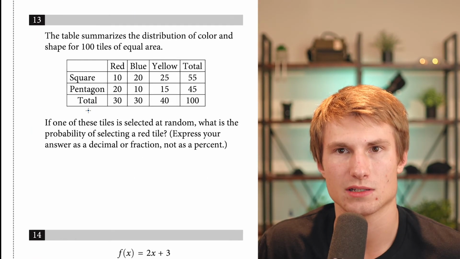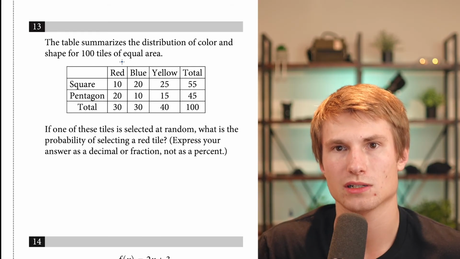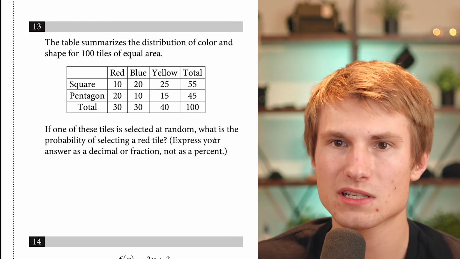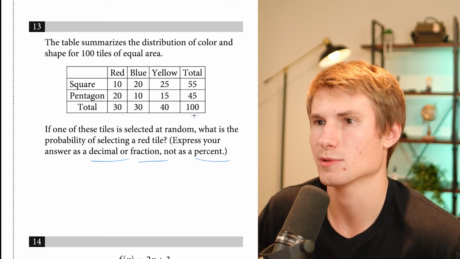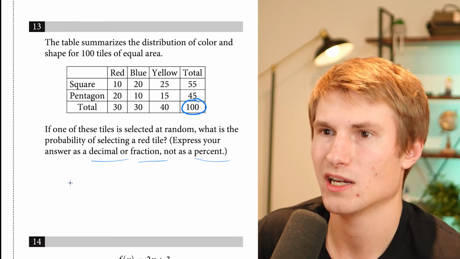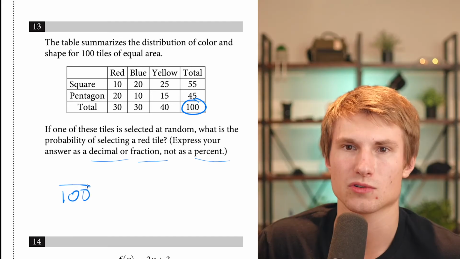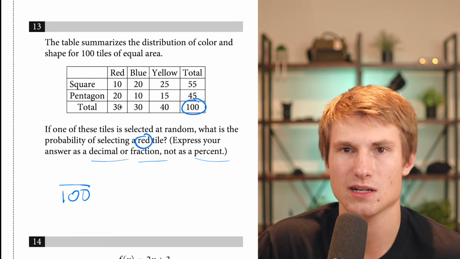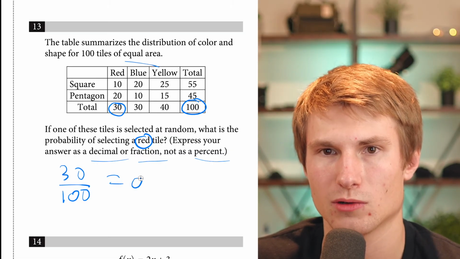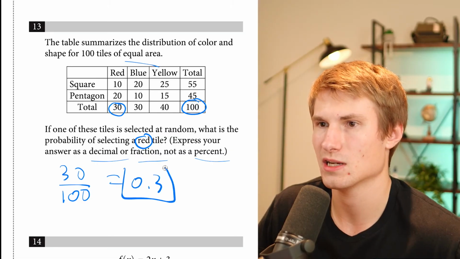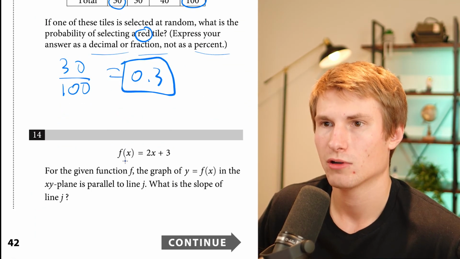We got a table that summarizes the distribution of color and shape for 100 tiles of equal area. If one of these tiles is selected at random, what's the probability of selecting a red tile? Express your answer as a decimal or fraction, not as a percent. All right, so if we're selecting one at random and we're not pulling from anything in particular, our total is 100. We're looking for the probability of selecting a red tile. The total number of red tiles is 30. It says they're all equal area, so 30 over 100. Well, that's going to equal 0.3 when we express that as a decimal, so our answer would be 0.3. We can go and move on to question number 14.